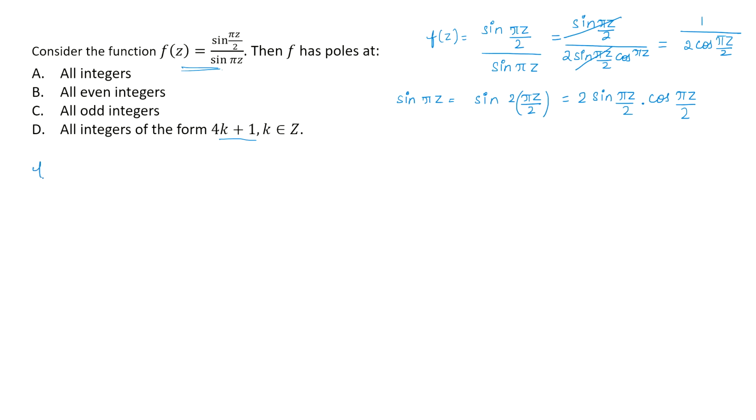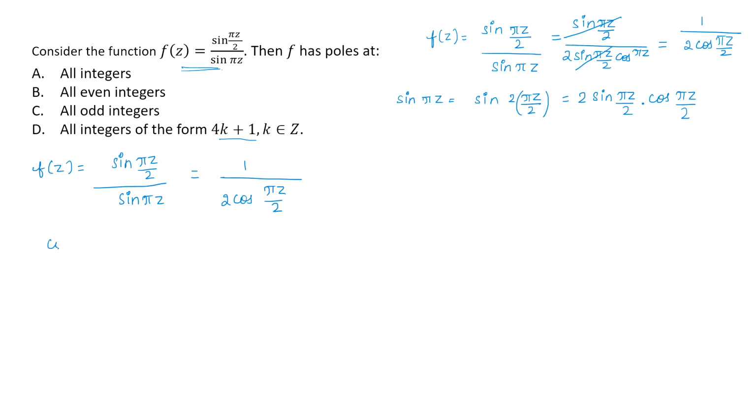So this is my function f(z) now. f(z) = sin(πz/2) / sin(πz), and this becomes 1 / (2 cos(πz/2)). Now the function will be having poles at all those points at which cos(πz/2) is equal to 0. The poles will be at all those values of z at which the denominator is equal to 0, that is 2 cos(πz/2) = 0, that is cos(πz/2) = 0.